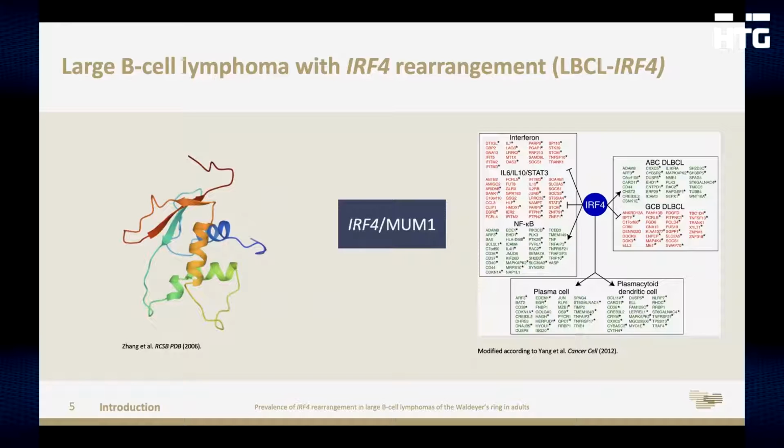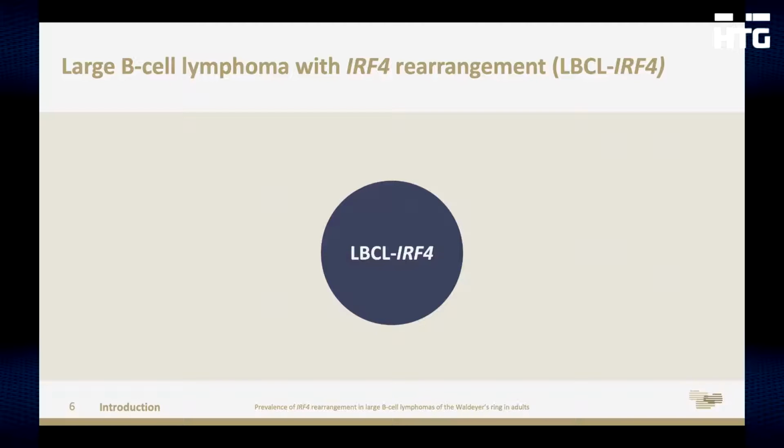IRF4 MUM1 is expressed in the majority of B-cell neoplasms, including DLBCLs. In many ABC-type DLBCLs, the NF-κB pathway is constitutionally activated, which again activates IRF4 MUM1. And in a subgroup of the GCB-type DLBCLs, a translocation of IRF4 into the gene locus of the immunoglobulin heavy chain IgH activates the expression of IRF4, which also defines the new subtype of LBCL IRF4. This new subtype shows some distinct features in comparison to regular DLBCLs and follicular lymphomas grade 3B.